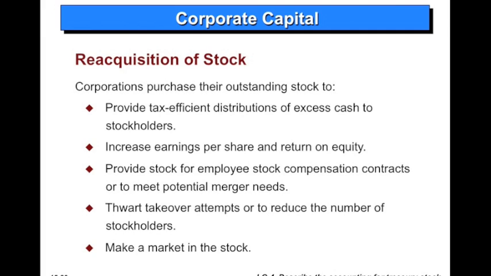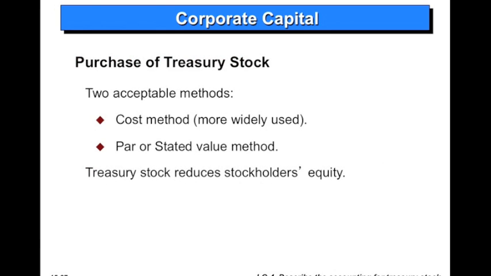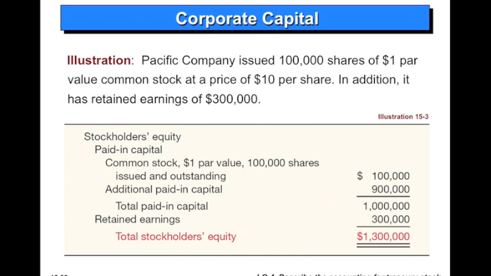Companies sometimes purchase their stock back. Sometimes they believe the stock is cheap, so they'll buy it back, and then they can own it, so they can resell it later or increase their stock price. So that's called the purchase of treasury stock.